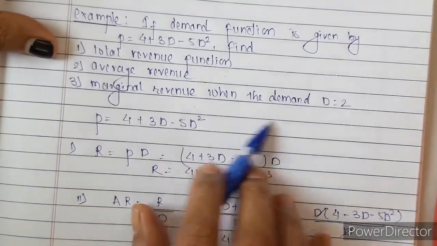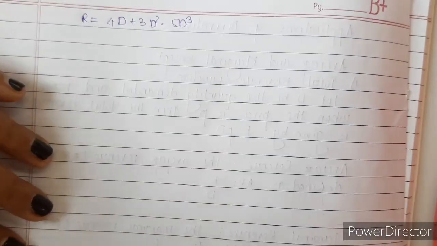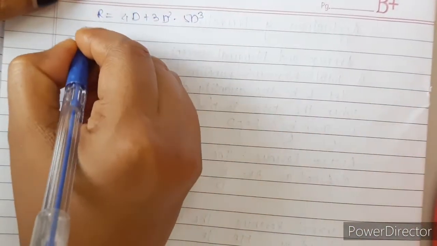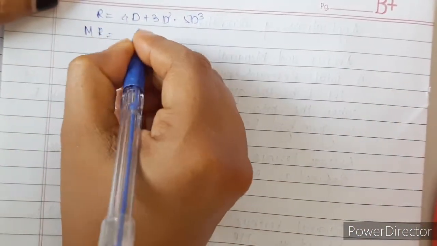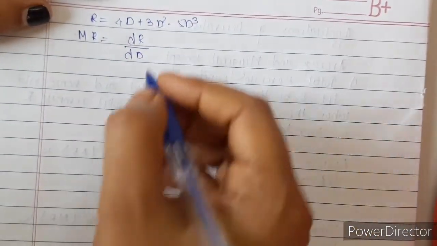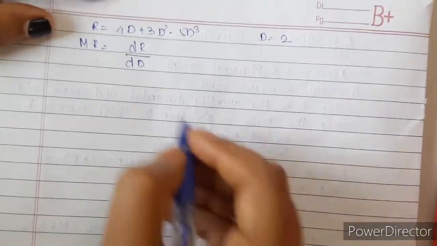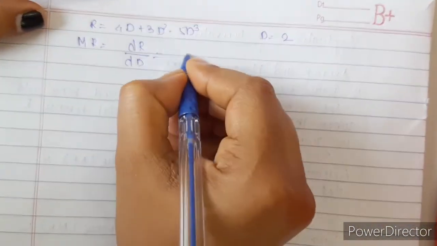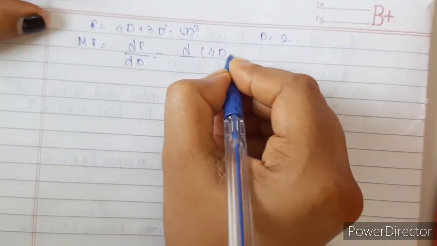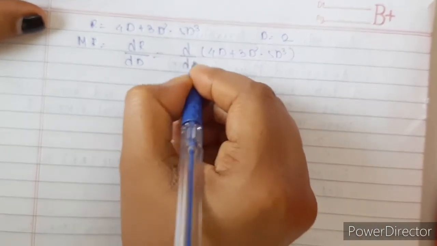Next is marginal revenue when demand is given as 2. Okay. So this is the revenue function. We need to find marginal revenue, and marginal revenue is nothing but change in revenue with respect to quantity demanded or sold. Now in this case, quantity demanded is given as 2. Let's first find marginal revenue. So it is the derivative of the function 4D plus 3D square minus 5D cube with respect to D.